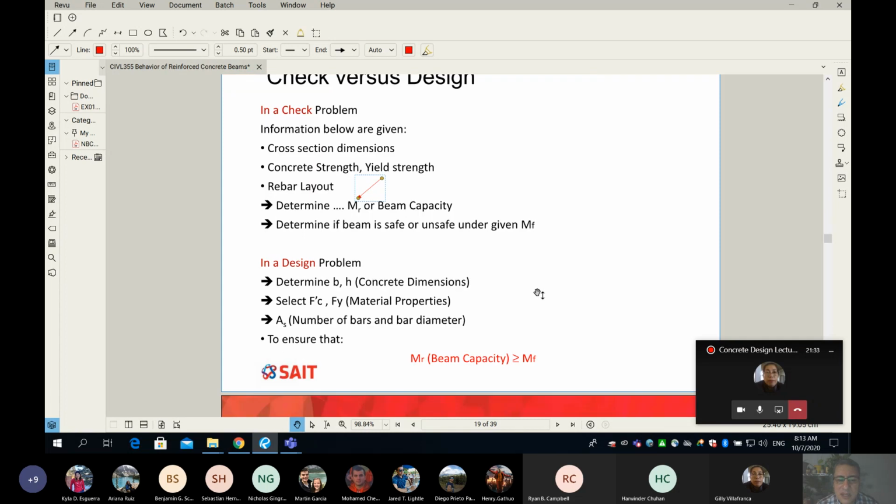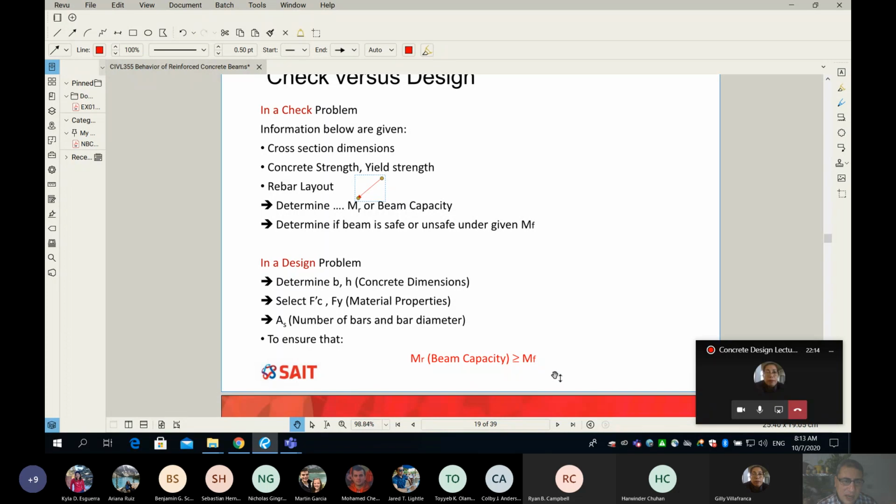In a design problem, things are a little bit different. What we need to determine is the beam width and height, which we call the concrete dimensions. We also determine what should be the f'c and f_y, which is the yield strength, and then A_s, which is the rebar layout in terms of number and diameter. We're trying to find all these things to ensure that my beam with these specifications will exceed its capacity, will exceed the factored moment.